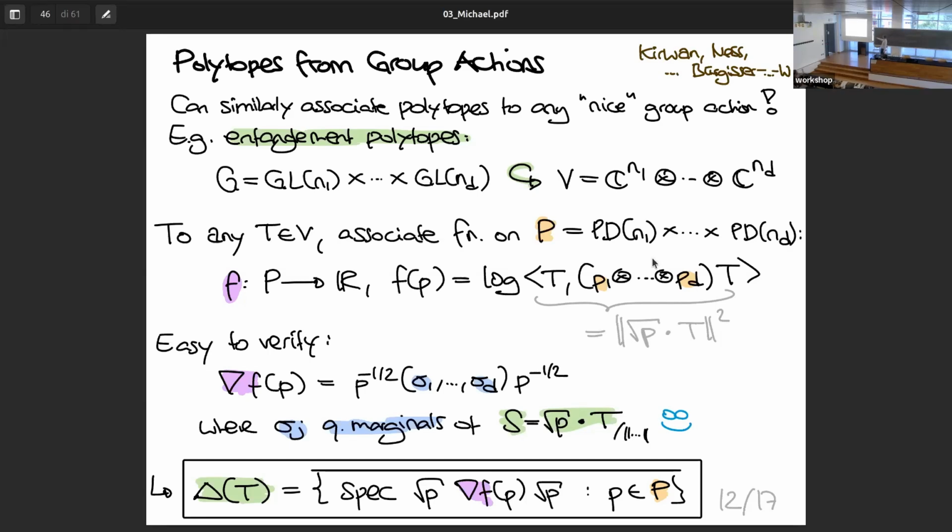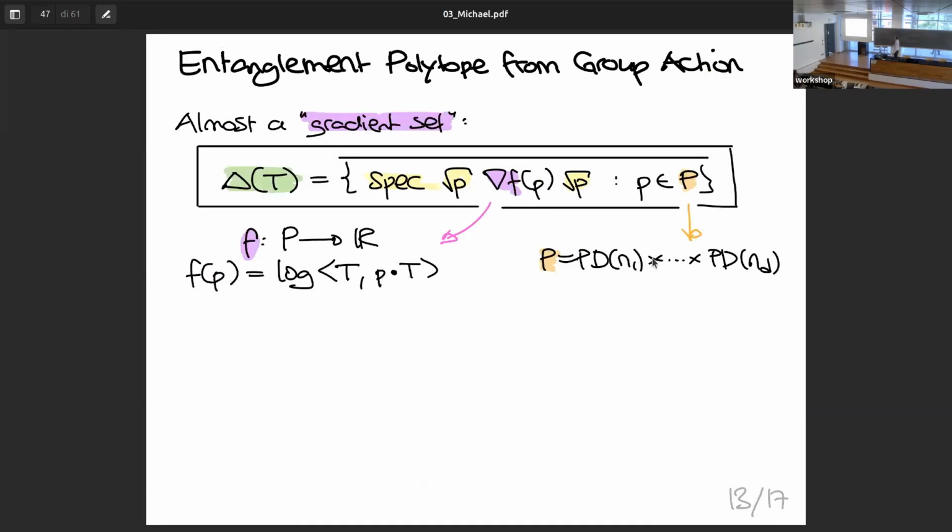So the point is that you can access the quantum marginals again as gradients of a function that's like a log sum exp function defined in terms of the group action. And I wrote it down intentionally so that it looks like maybe the generalization of this picture. So here's again the same setting.